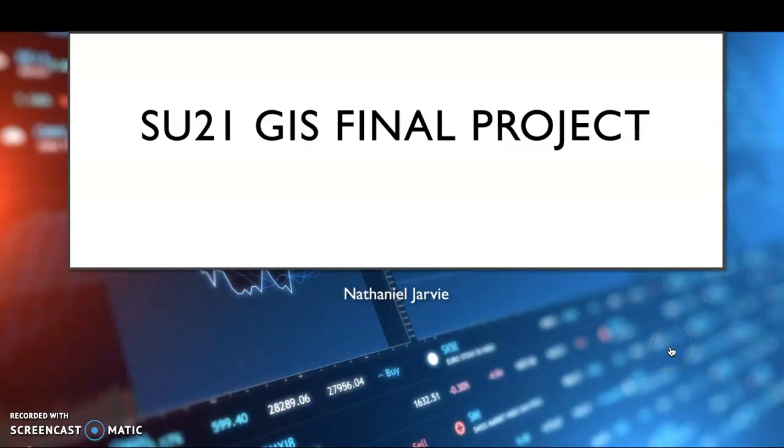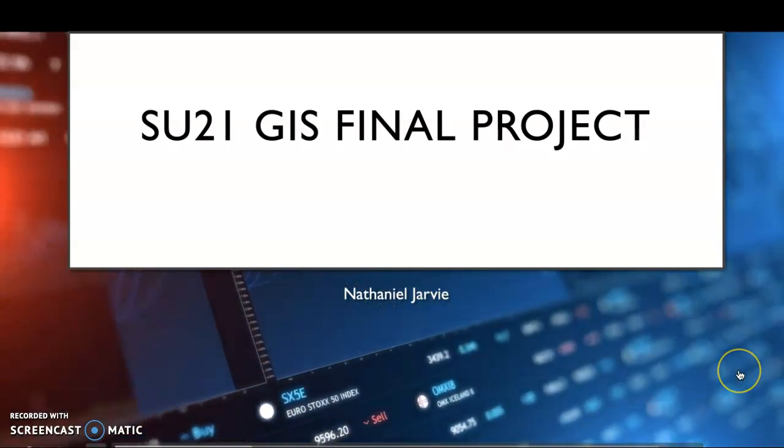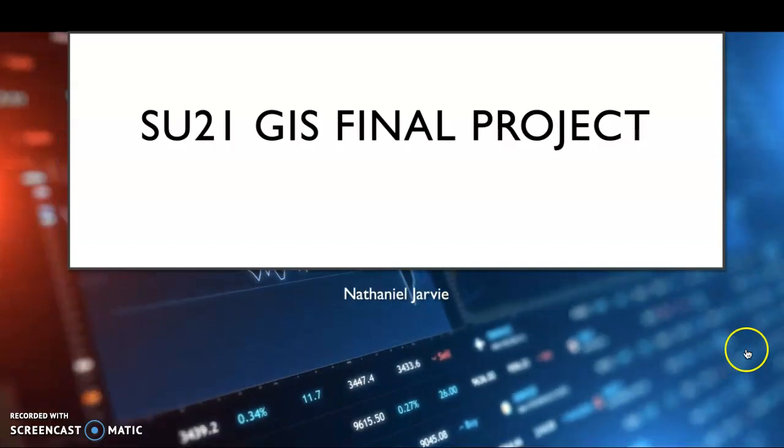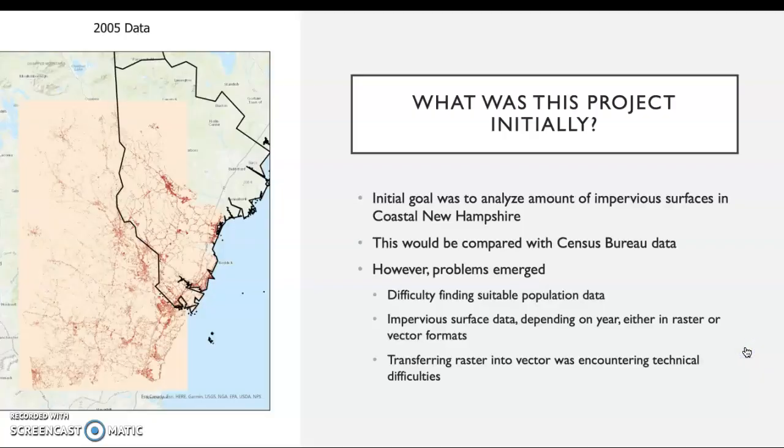Hello, so this is my final project for the summer GIS course. The project was not always this, I changed my project midway through. The project goal initially was to analyze impervious surfaces in coastal New Hampshire, and then I would link it to Census Bureau population data.